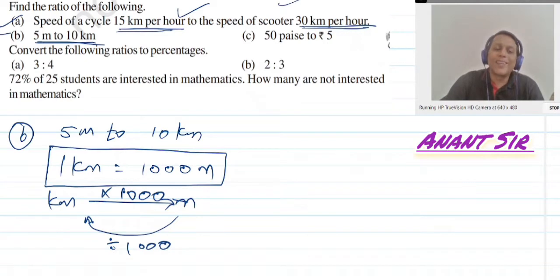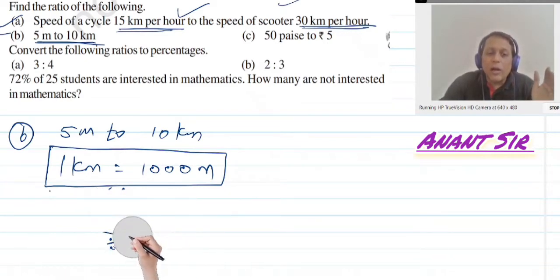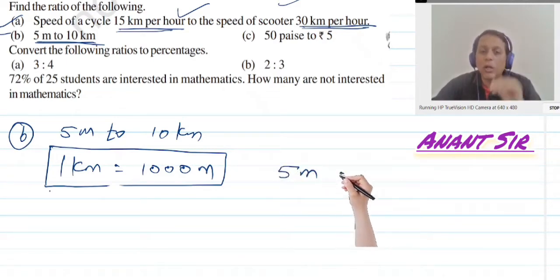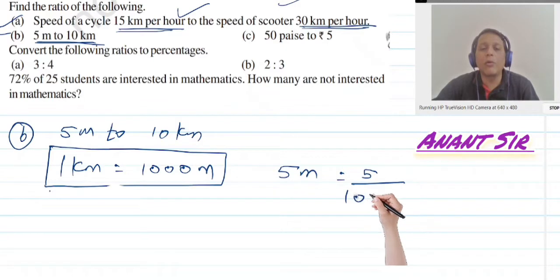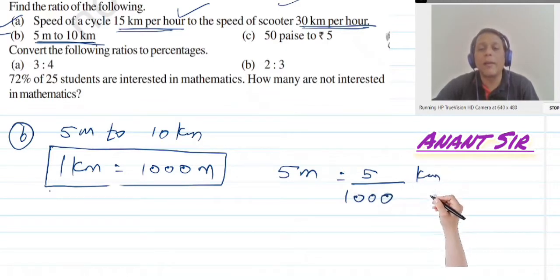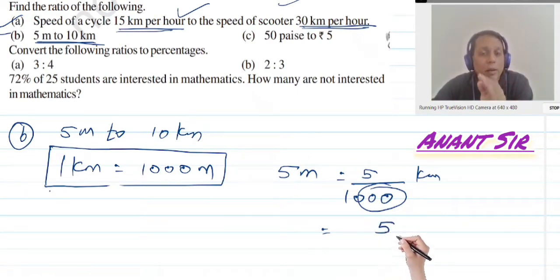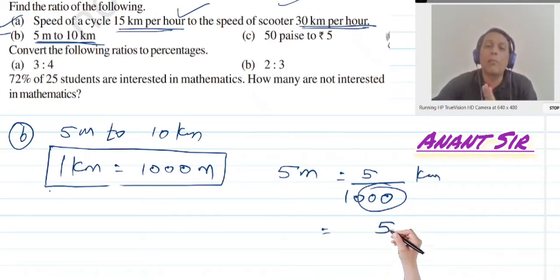Simple. But if we convert this meter to kilometer, we will get the answer in decimal, no? It is 5 meter. If I want to convert that to kilometer, I will have to divide by 1000. Now, as there are 3 zeros, I have to put a decimal point leaving 3 numbers after the decimal point.